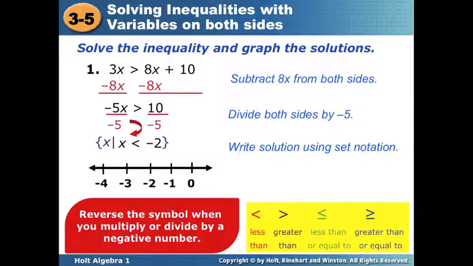We'll make an open circle on negative 2. We just want to show less than negative 2, so it should not be equal or include negative 2. We will shade towards the less than side. Be sure that you neatly shade your number line as well as your arrow.